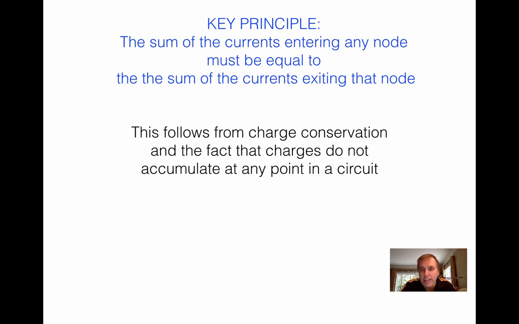First, charges are conserved. You don't create or destroy charges. So if every second there's 2 coulombs entering a node, those 2 coulombs cannot disappear. They have to go somewhere. The other principle is that charges don't accumulate at any point of a circuit. So you don't have a piling up of charges at one point. So at the junction, if 2 coulombs enter every second, 2 coulombs must leave that node every second.